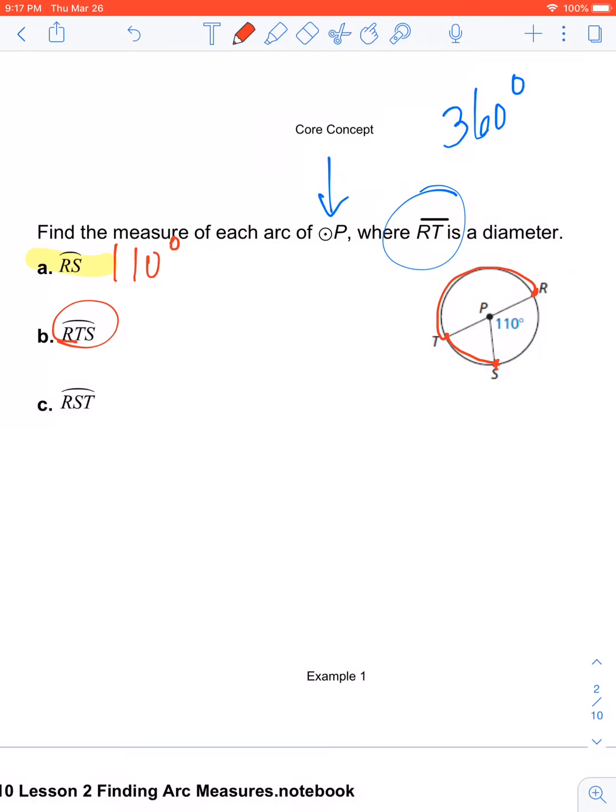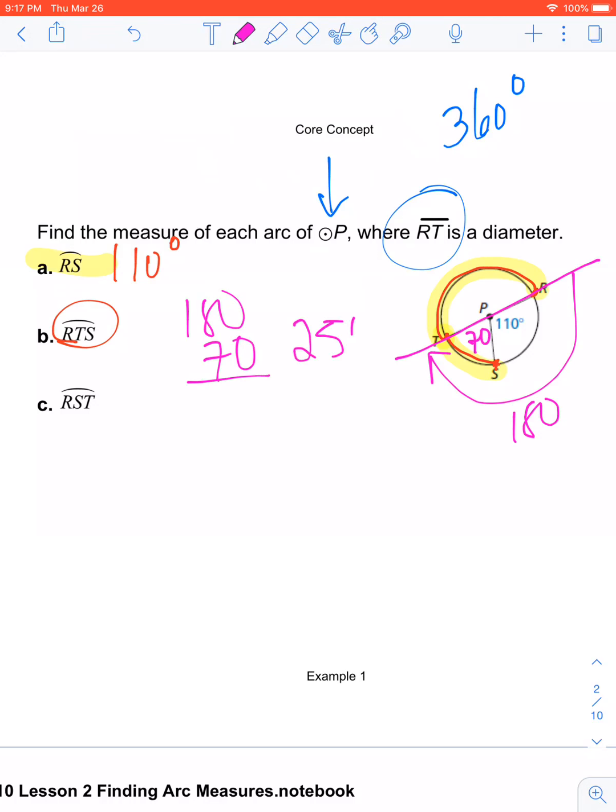If we are told that RT is the diameter, then from here to here, this has to be 180. So if this is 110, that would make this 70 degrees. So if I want arc RTS, R to T is 180, T to S is 70. So that makes that arc a 250-degree arc.